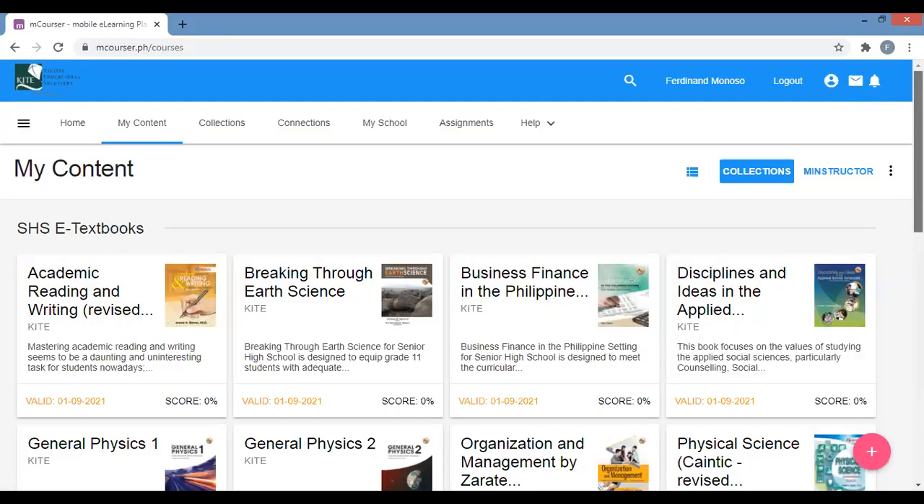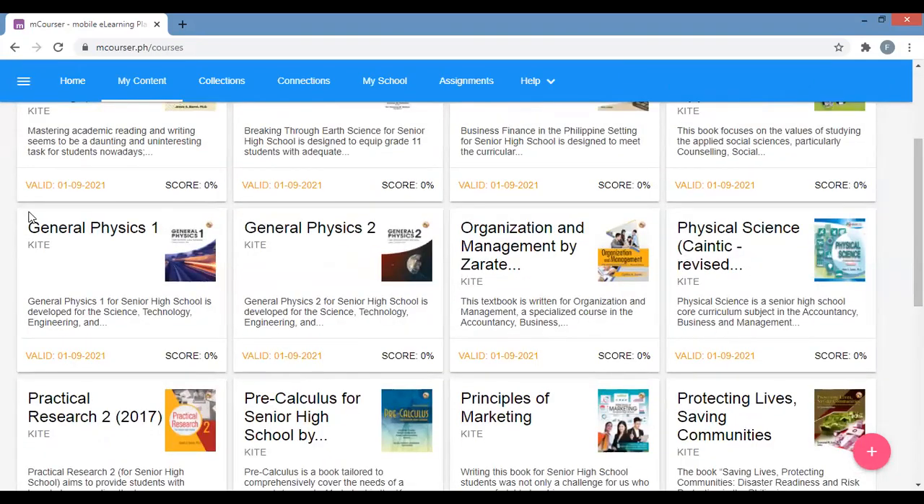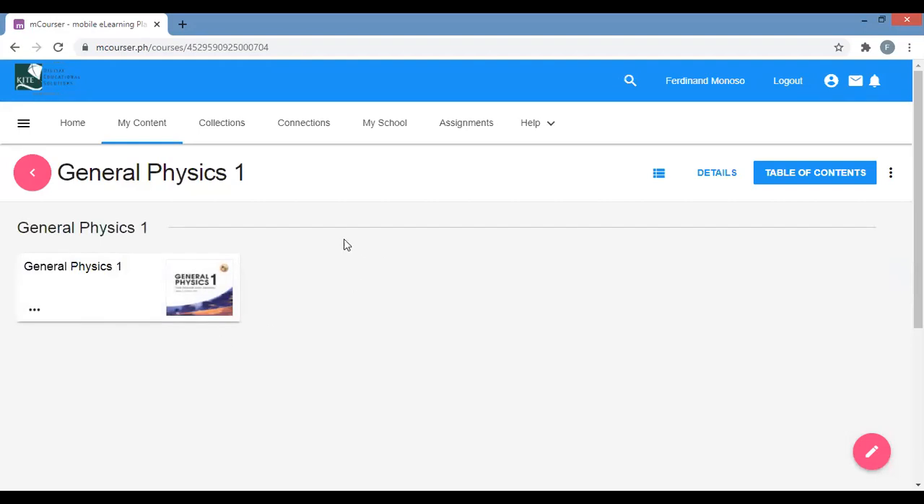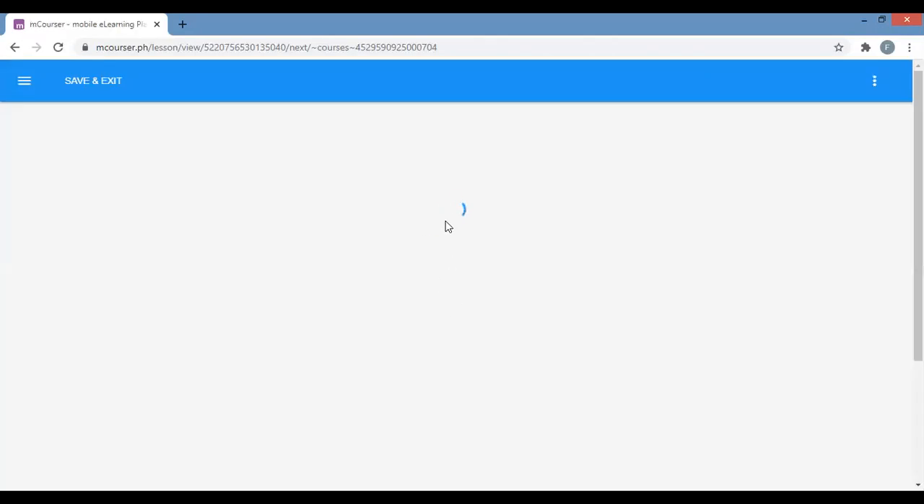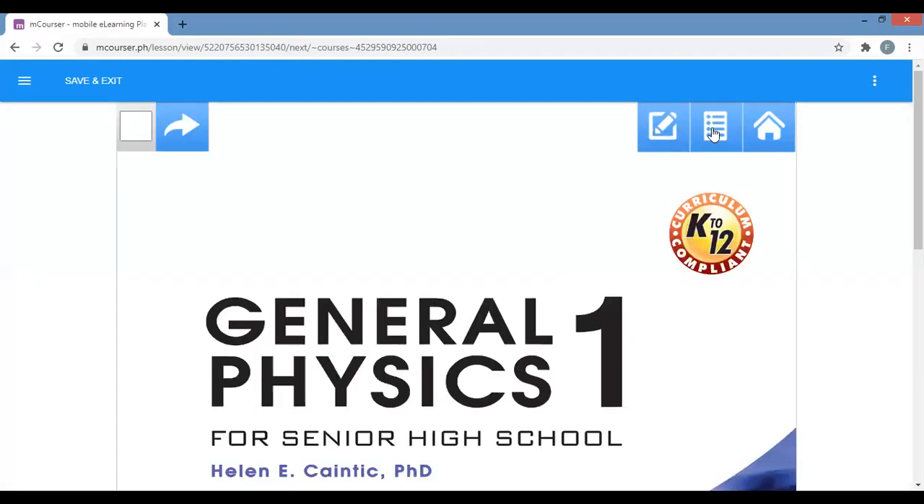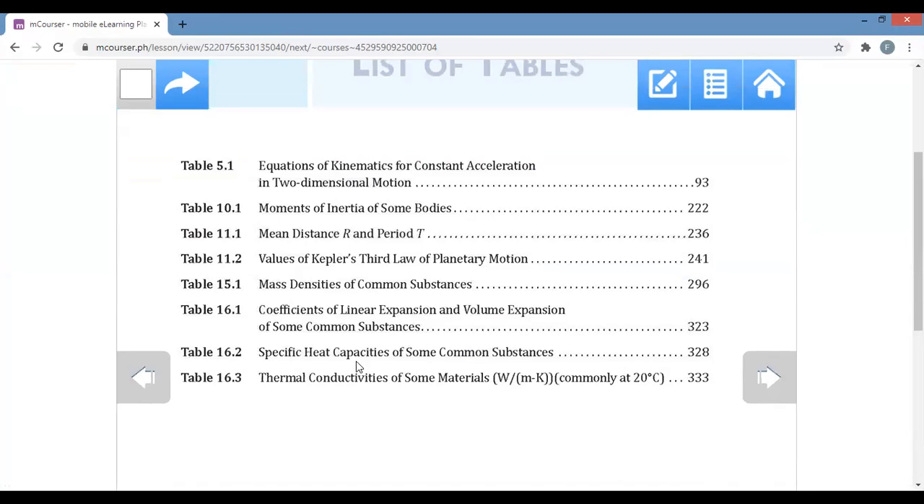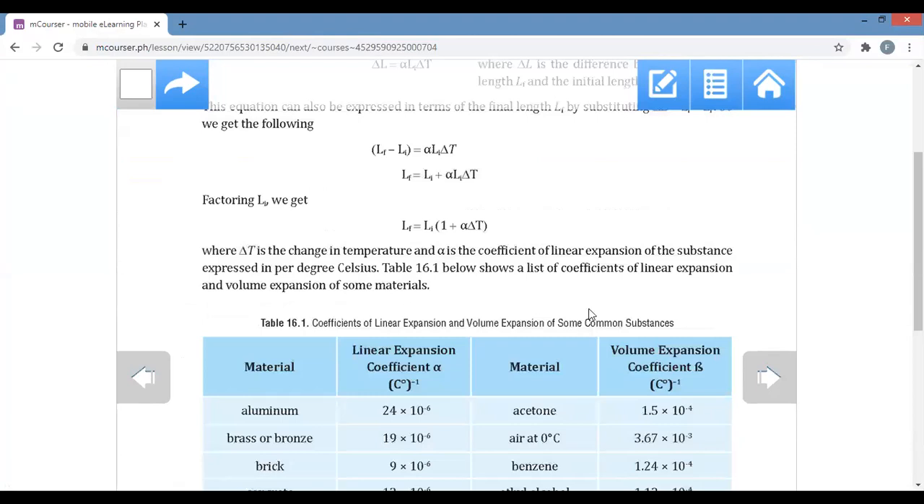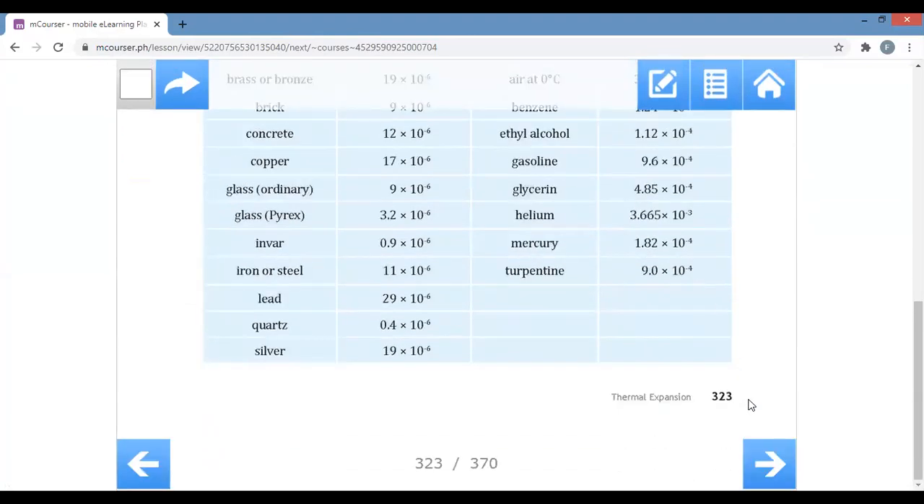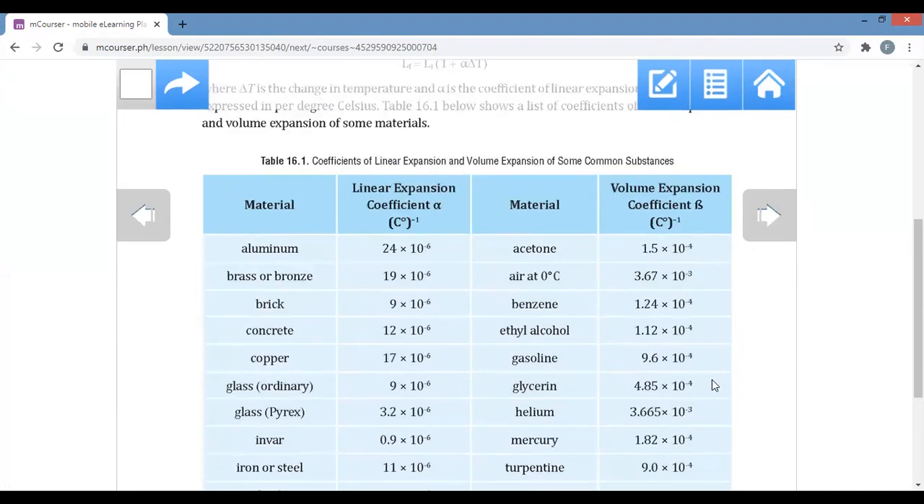Okay, hopefully our screen is not lost. Sorry. Anyway, this is our table. From our list of tables here, this is our first book, our Physics 1 book. And there's a table there for coefficients of expansion. It is found in page 323. And the metal that we are dealing with earlier is iron.